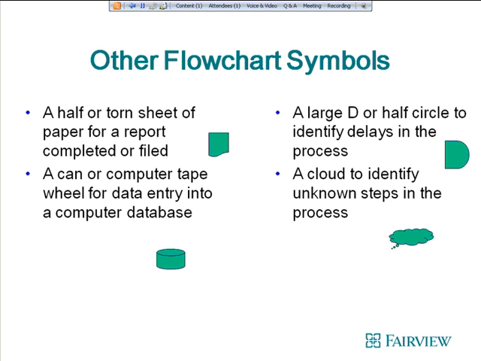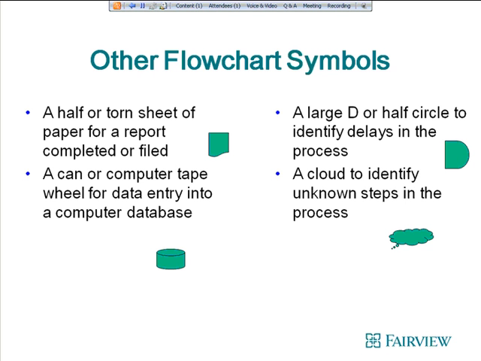There are other symbols to use, but we're always going to have the ovals to start and stop, the squares or rectangles for process steps, and the diamonds for decisions. Then depending on flowcharts, you might be using these other symbols. So again, they're not always needed. It depends on the particular work you're making a flowchart on.